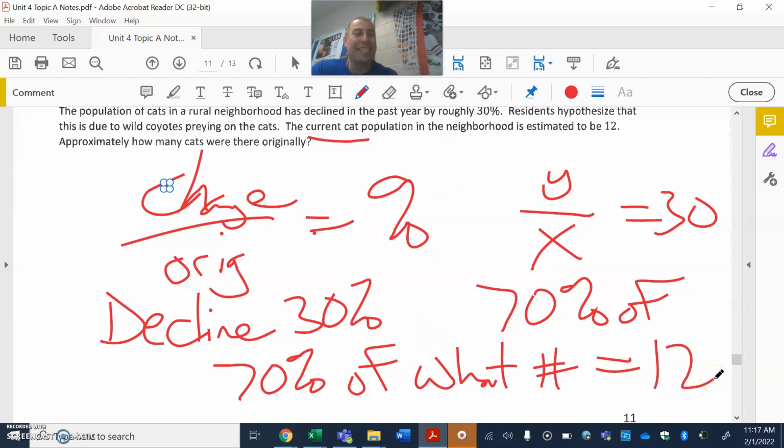Okay, so let's look at this. This 12 is actually the part. So we're going back to that idea of, hey, part is percent times the whole. Whole being the original amount. Now, again, the key thing here is this 70%. Because it declined by 30%, that means it's actually 70% of that original number. So you've got to watch this problem here and not just start chucking things into locations here.